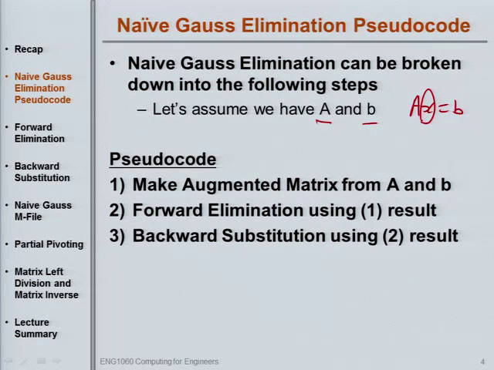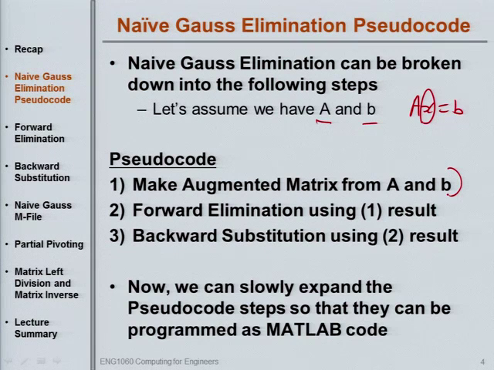The way we're going to do it here in MATLAB is by augmenting these things. In actual fact, you don't have to do that, but it's a very convenient way of doing things. It also helps to stop you making mistakes, or it guards against it. So what we're going to do is take these 3 steps and slowly expand them so that we can eventually go from here into something that looks like a piece of MATLAB code.